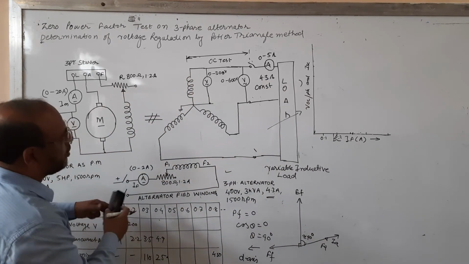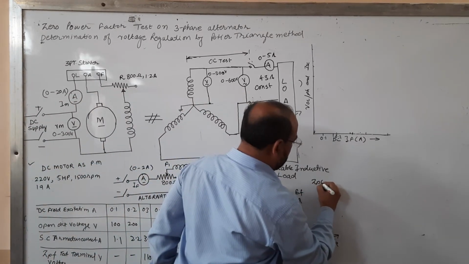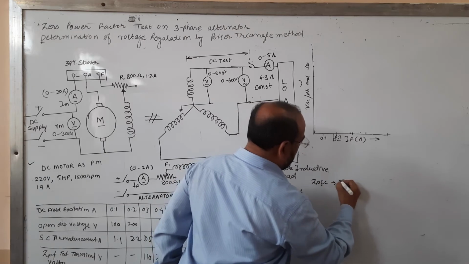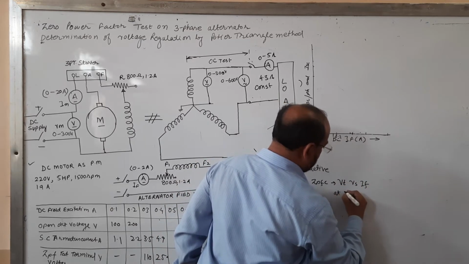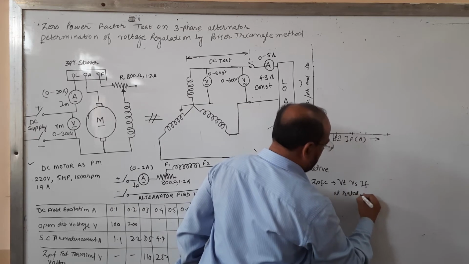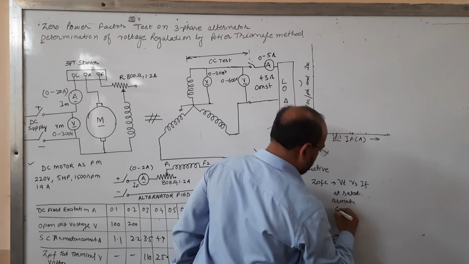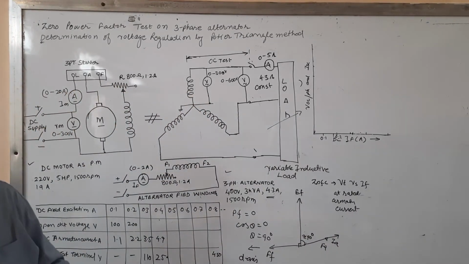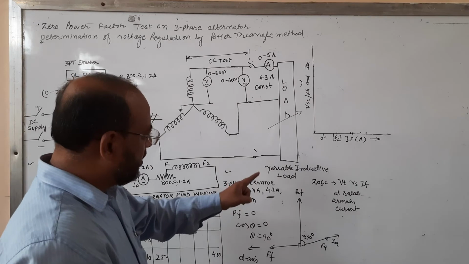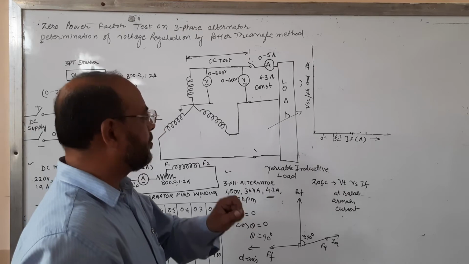Measure the excitation current and the corresponding terminal voltage. So the zero power factor characteristic, ZPFC, is plotted between the terminal voltage versus field current at rated armature current. So this is the zero power factor characteristic. The zero power factor characteristic is terminal voltage versus field current at constant rated armature current.